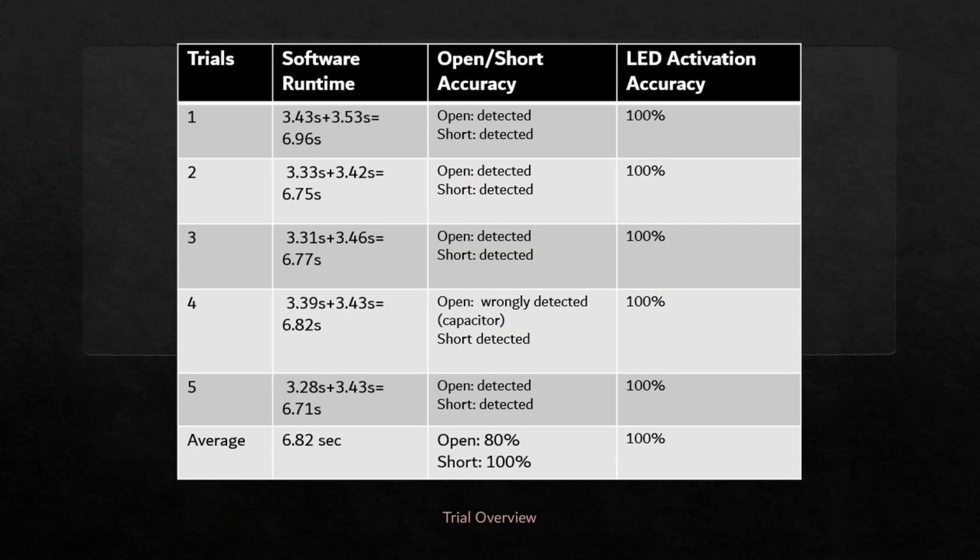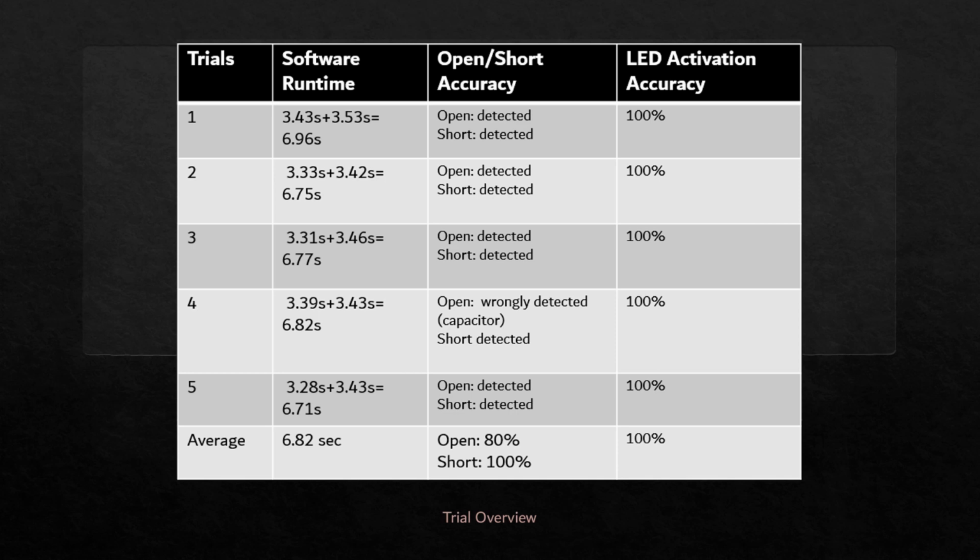So additionally, we ran 5 more trials to kind of get an idea of the average software runtime, open short circuit accuracy, as well as the LED activation accuracy. You can see after these trials, we have an average of 6.82 seconds for the total software runtime. We have an open short circuit accuracy of 80% for an open and 100% for a short.